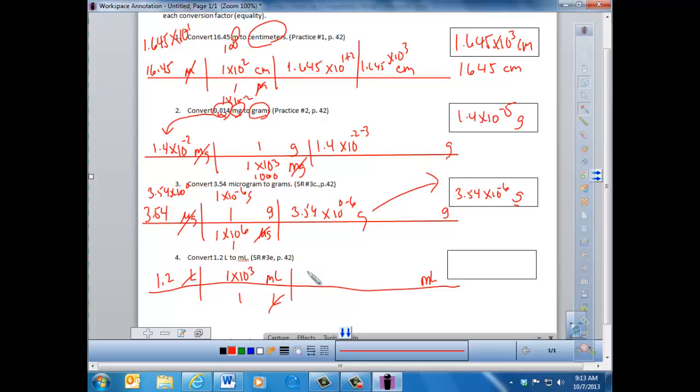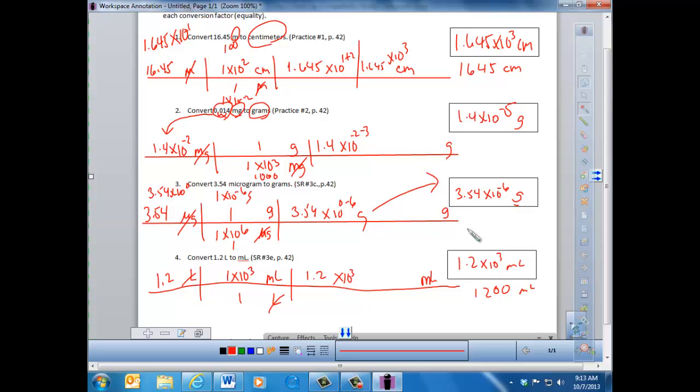So this would be 1.2, multiplied by 1 is 1.2, okay? Divided by 1 is still 1.2, and it'll be times 10 to the 3 milliliters. 1.2 times 10 to the 3 milliliters, okay? Which should be 1,200. You only have 2 significant figures, so you don't put a decimal place there.